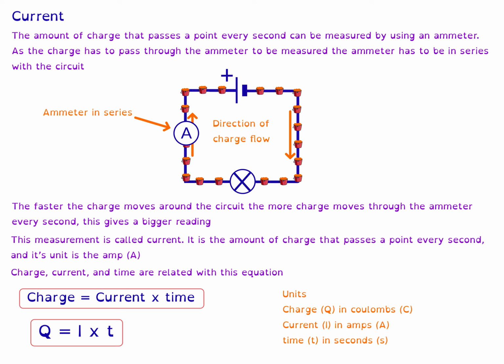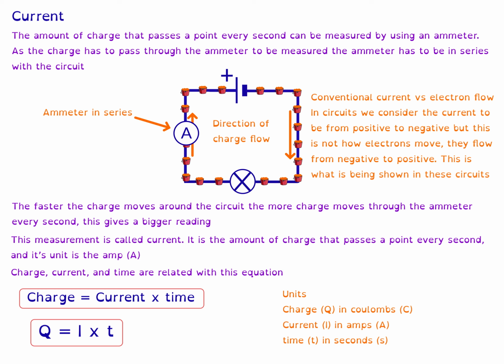In circuits, we consider the current to be from positive to negative. This is conventional current and is what you should be using in your exams. But it's not actually how the electrons move. They flow from negative to positive, and this is what's been shown in these circuits.